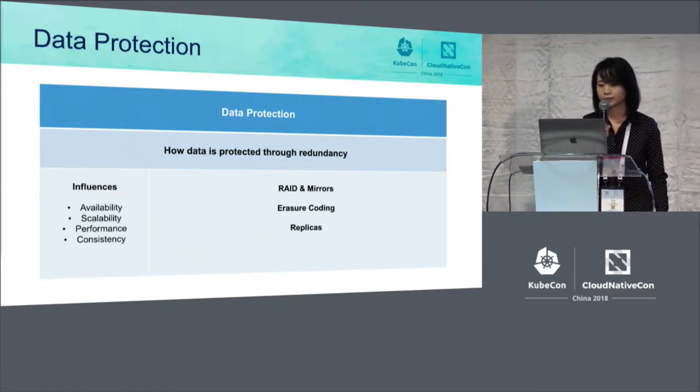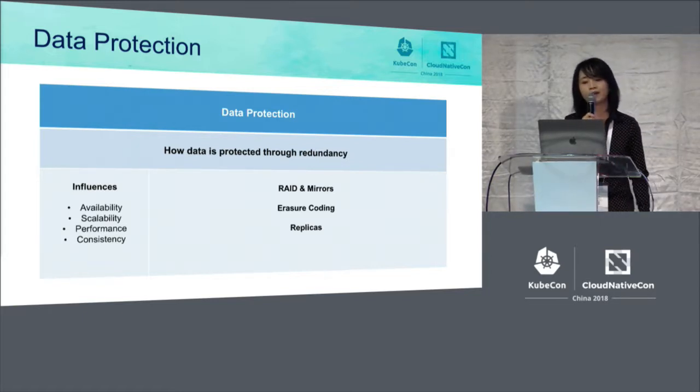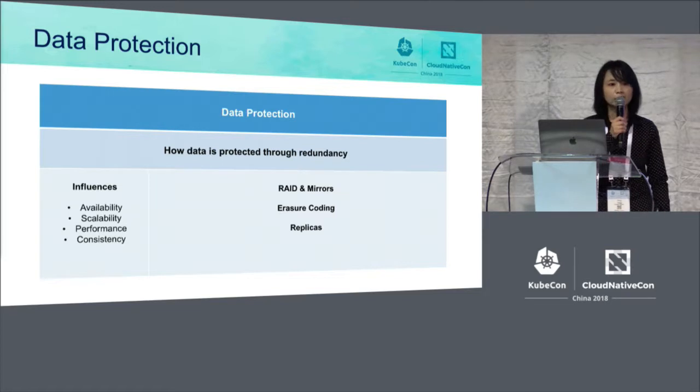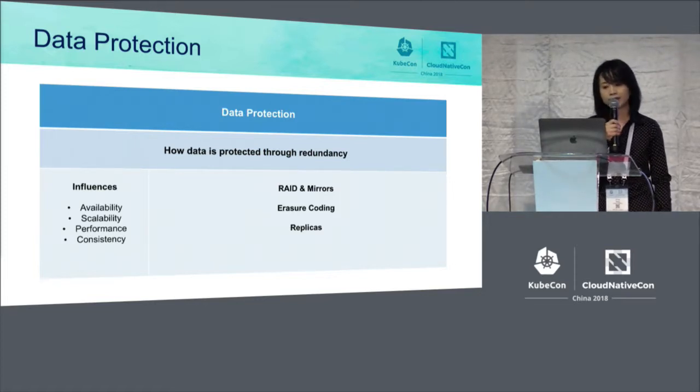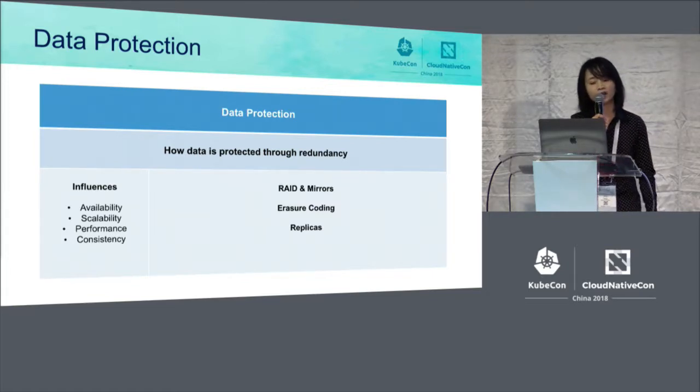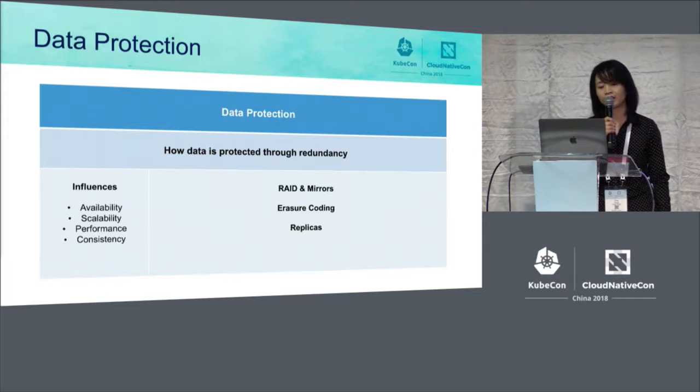And then the replicas, basically you have mirrored data sets across multiple servers and nodes. So a replica is a complete copy of the data set. So that has a lower computational overhead and lower latency.